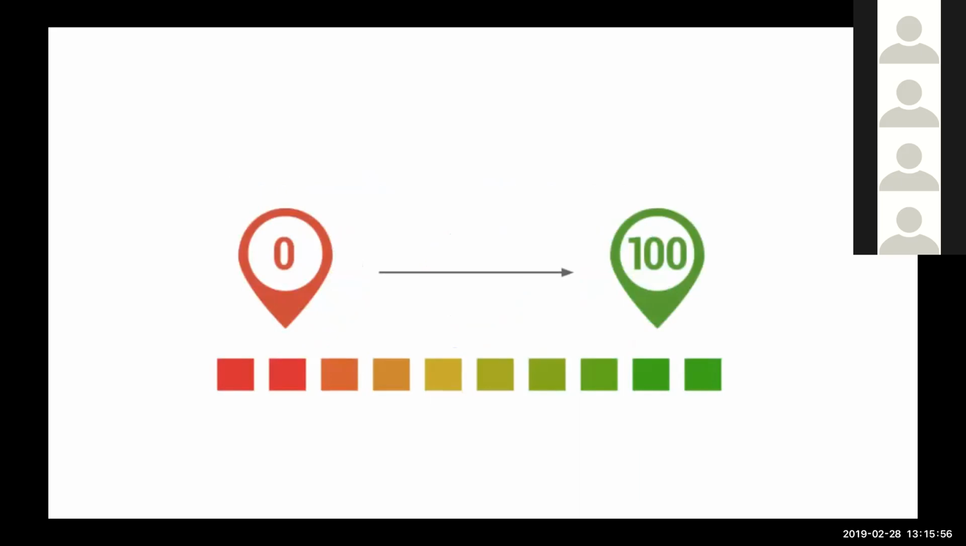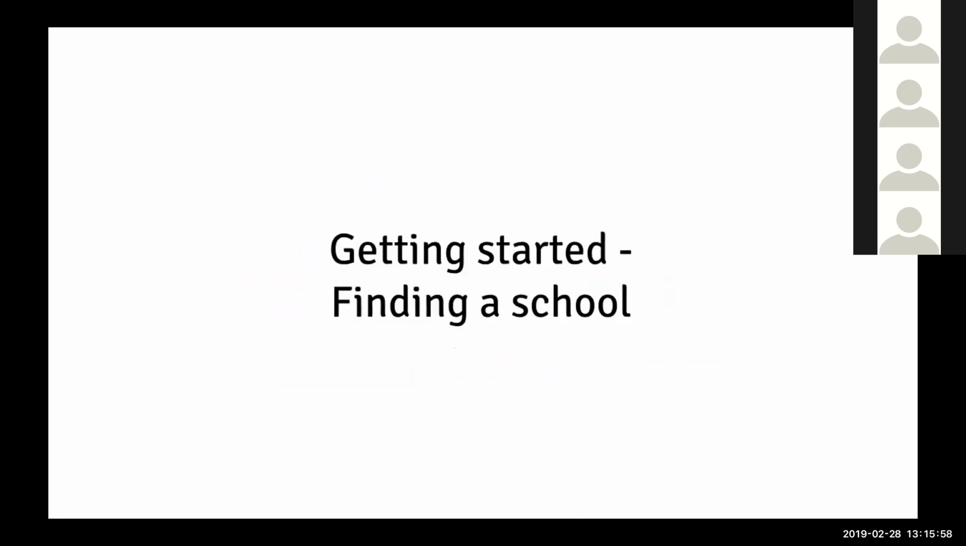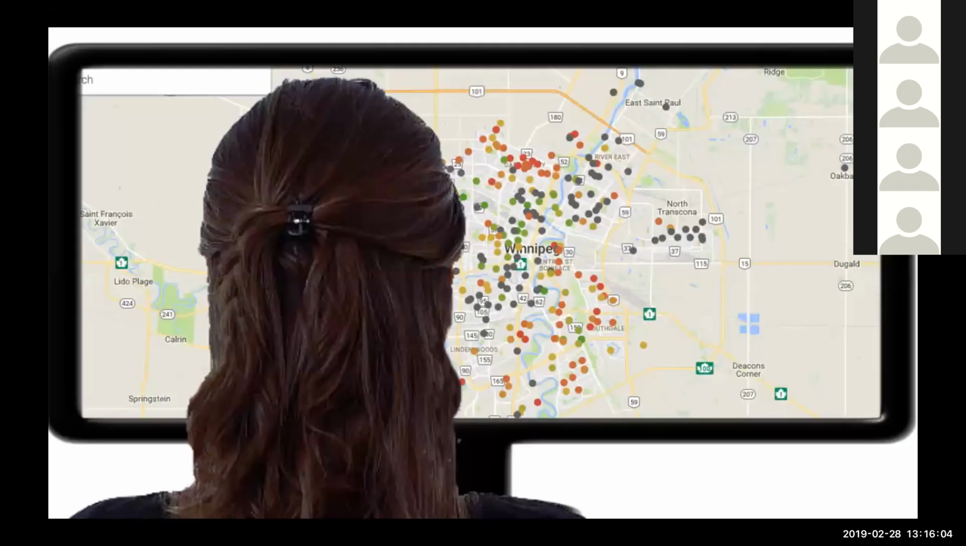Yeah, it's color-coded from red to green to make it simple. And here it's just for anyone. So if you're coming to this or you're explaining to someone else, this is how you find a school. It's pretty easy. This is from the perspective of a teacher, sitting down at their computer in the morning.